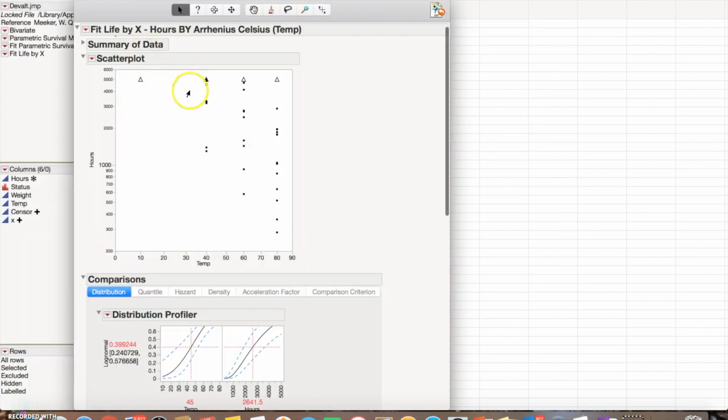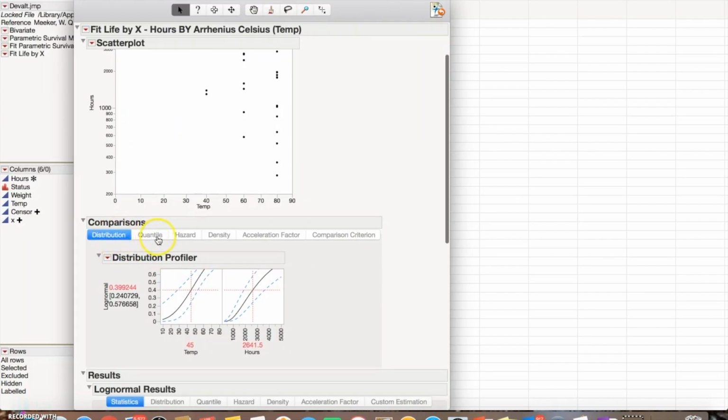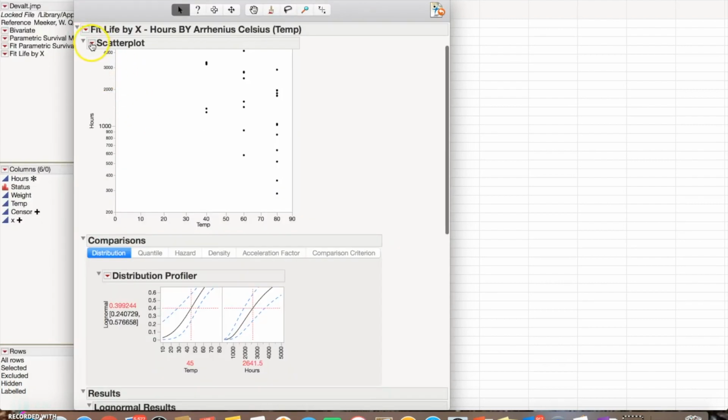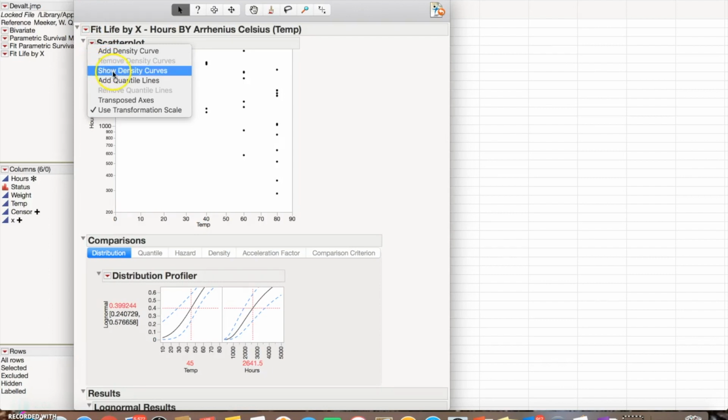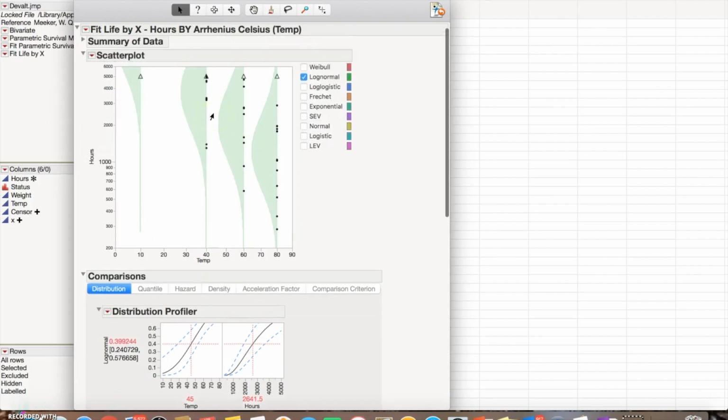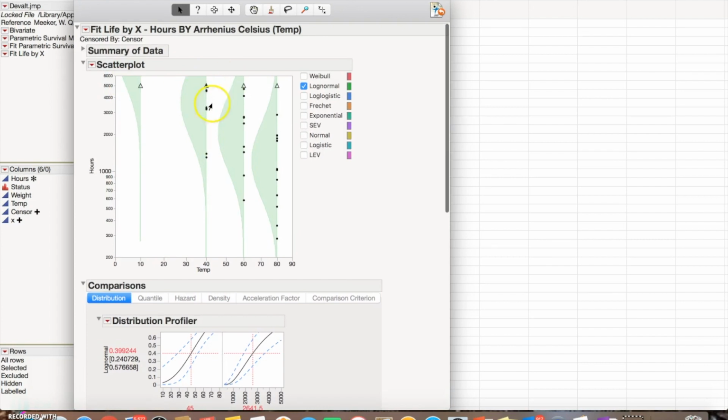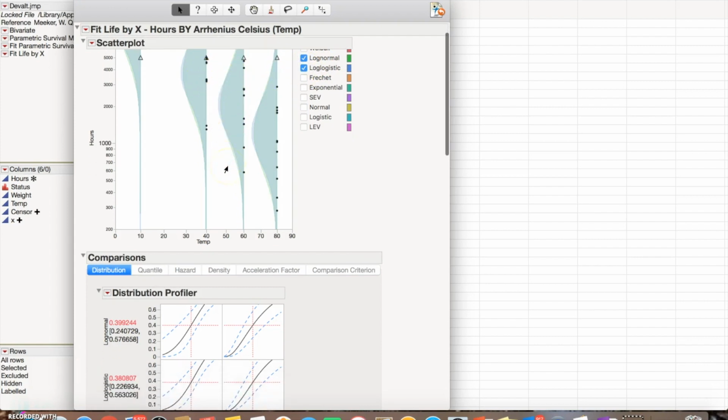And then this pops up, a scatter plot of the data points and the different things that we can look at, so the different comparisons. So going back to the scatter plot, I want to click on show density curves, and it shows where the majority of the data is. It just gives you a distribution of where the data points concentrate. And we can click on the different tests. So remember I said that log normal was the best. We're going to compare it with the log logistic as well. And you can see they're very, very close.